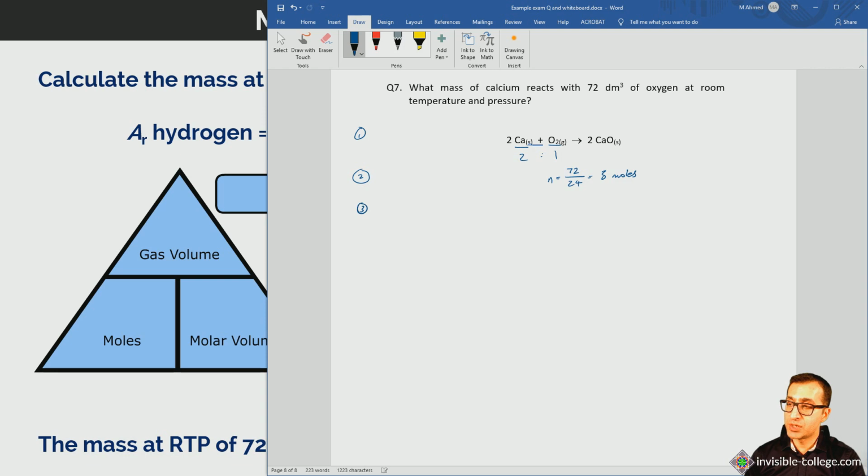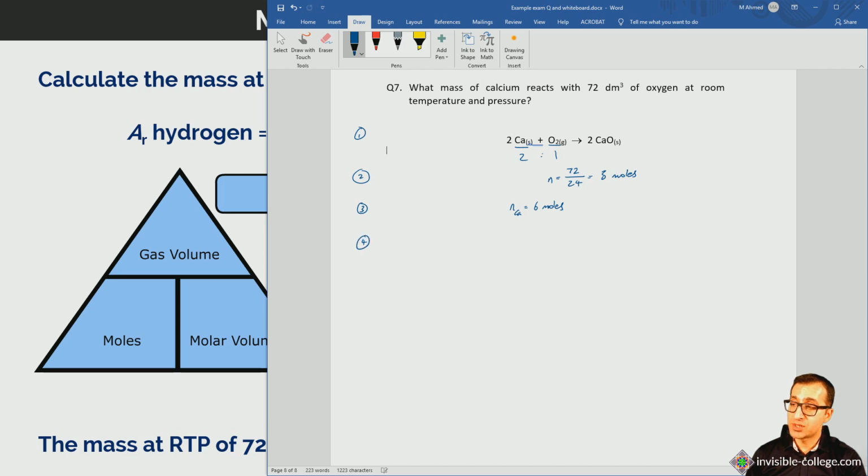So third step is to use the molar ratio and the number of moles of whichever substance we calculated to deduce the number of moles of the substance in question, which is calcium. So if 1 mole of oxygen gas reacts with 2 moles of calcium, then 3 moles of oxygen gas will react with 6 moles of calcium. So the number of moles of calcium is 6 moles.